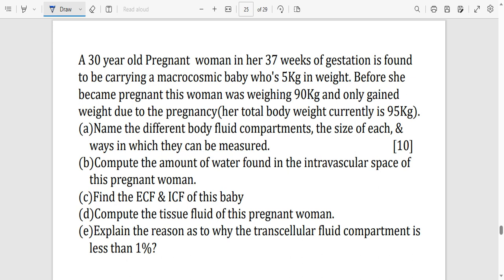Name the different body fluid compartments, the size of each, and ways in which they can be measured. And then compute the amount of water found in the intravascular space of this pregnant woman. Find the ECF and ICF of this baby. And then compute the tissue fluid in this pregnant woman. Explain the reason as to why transcellular fluid is less than 1%.